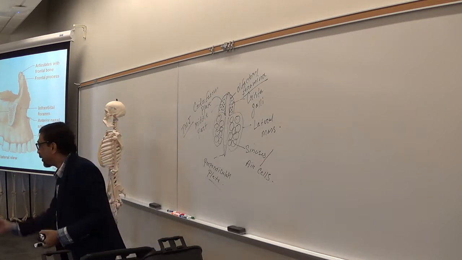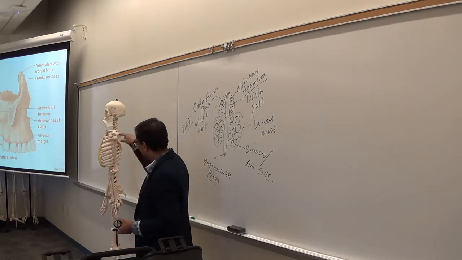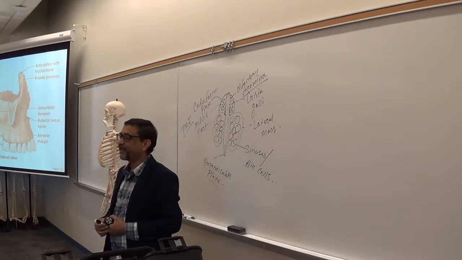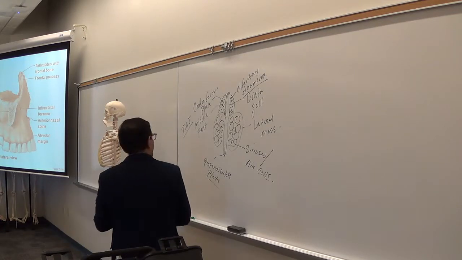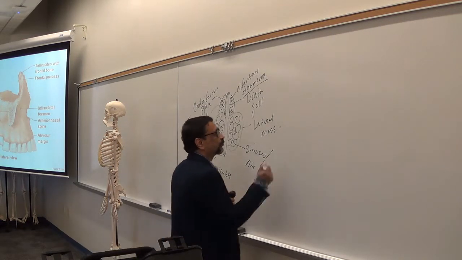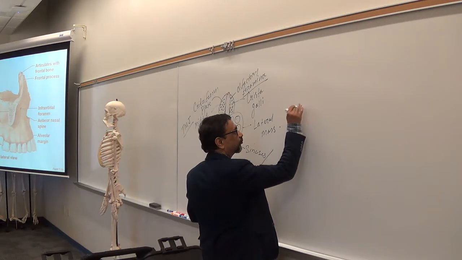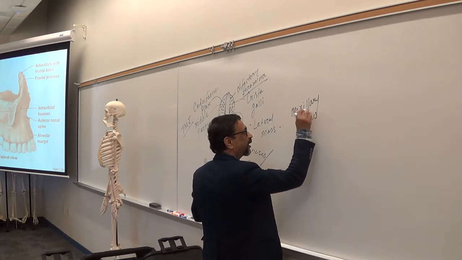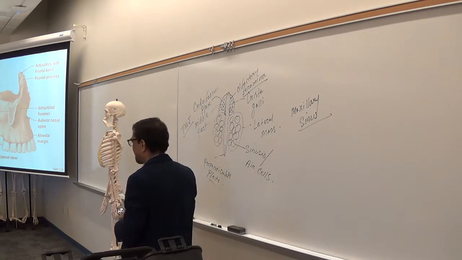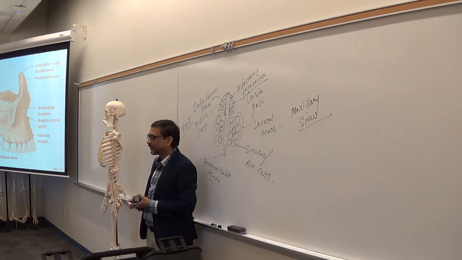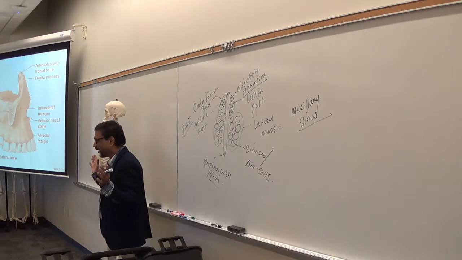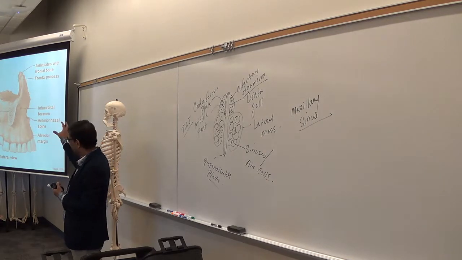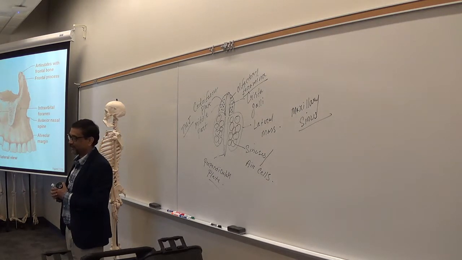Inside the maxilla, you have a big cavity. If you see inside this maxillary bone, you have a big cavity that is called the maxillary sinus. The maxillary sinus is the cavity, and a sinus contains what? Air. Okay. So, an air cavity. This is the largest one in the body, in the skeleton.